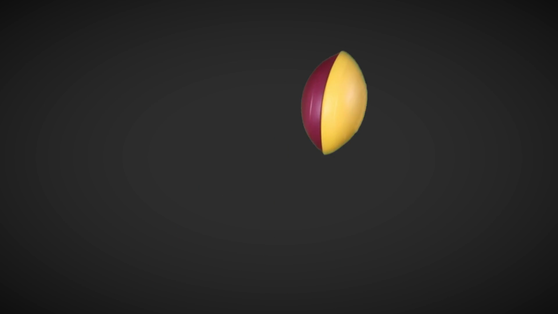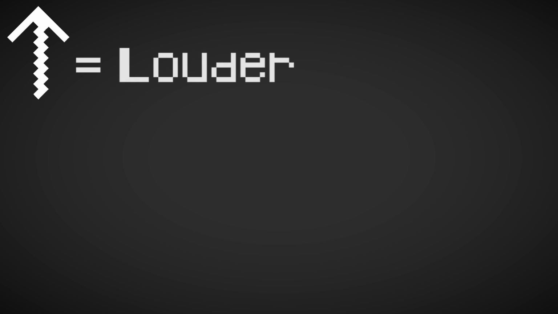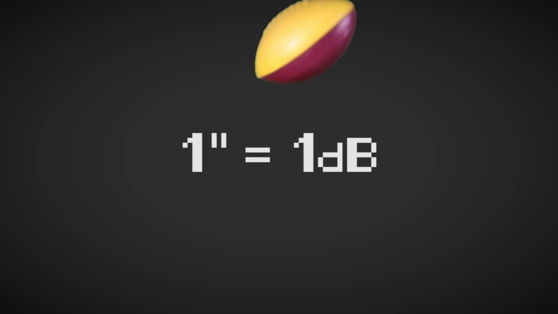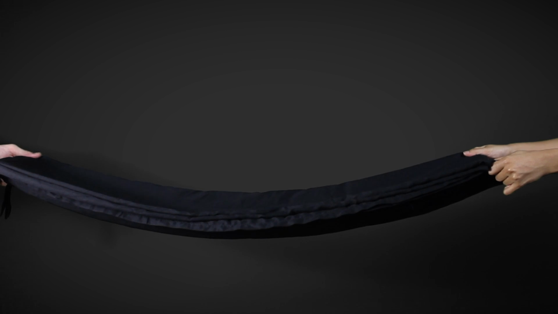So how does a football play into all this? Let's find out. Let's imagine that this football is the audio signal coming into your compressor. The higher the football, the louder the signal. The lower the football, the quieter the signal. And let's just say that for every inch the football reaches in height, that is equal to a decibel of audio coming in. So let's introduce this threshold.